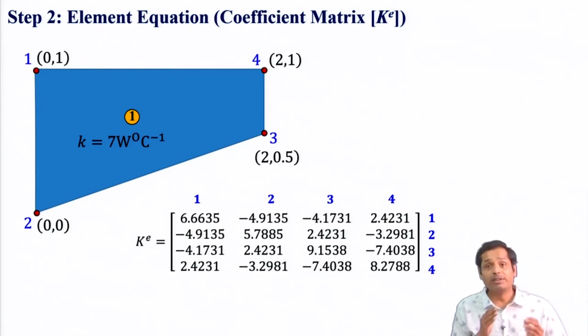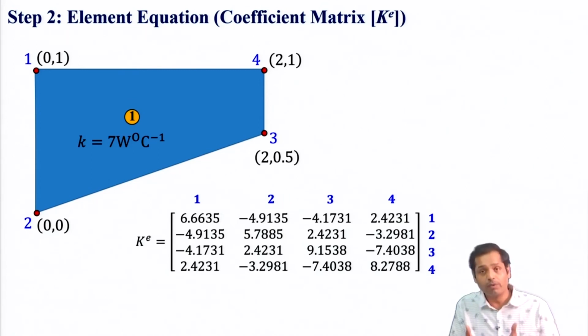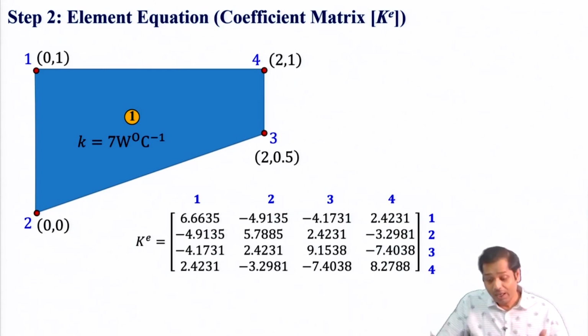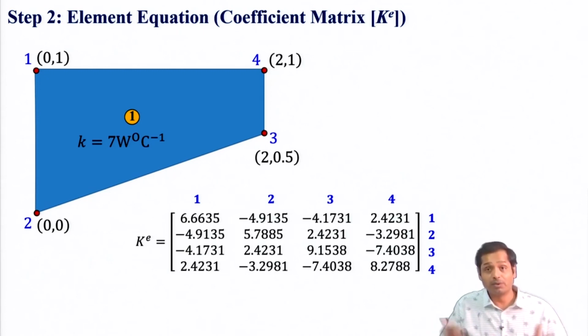As I said, you can check with the 1-point quadrature rule. This is with the 2-point quadrature rule. You can check with the 1-point quadrature rule, and also with the 3-point and 4-point quadrature rules, and then see what happens to this coefficient matrix. So this is the coefficient matrix we have now at the element level.